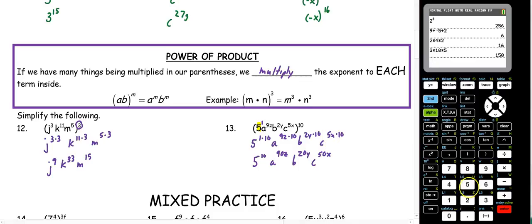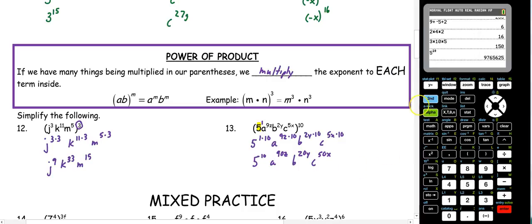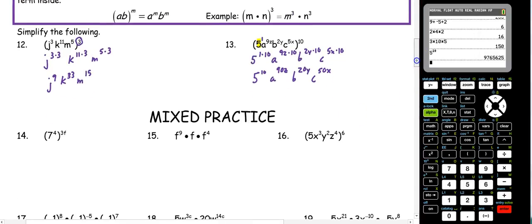So this simplifies to 5 to the 10th, a to the 90z, b to the 20y, and c to the 50x. Now, if I put 5 to the 10th in my calculator, 5 to the power of 10, I get a number that's bigger than 4 digits, so I'm going to simplify and just leave it as 5 to the 10th. I'm not going to worry about using the exponent and getting a number. I'm just going to leave it as 5 to the 10th.